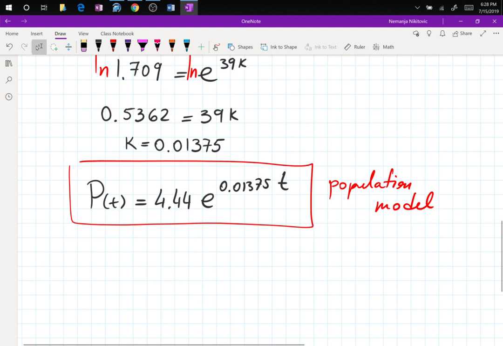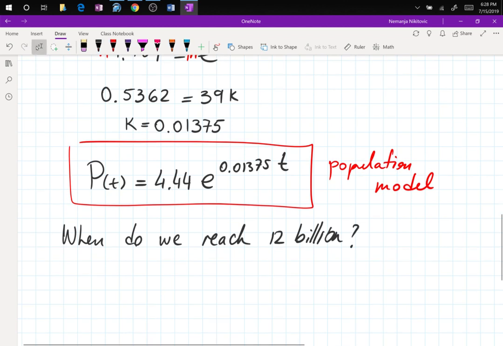So if that's the target, we can see by this model, when do we get to reach 12 billion? This is also pre-calc. When do we reach 12 billion? Because that's a scary number, let's say. Well, you will just plug 12 in here and you will work out the time. And then just remember that whatever number you get, you have to add that number to 1980 because 1980 was our time zero.